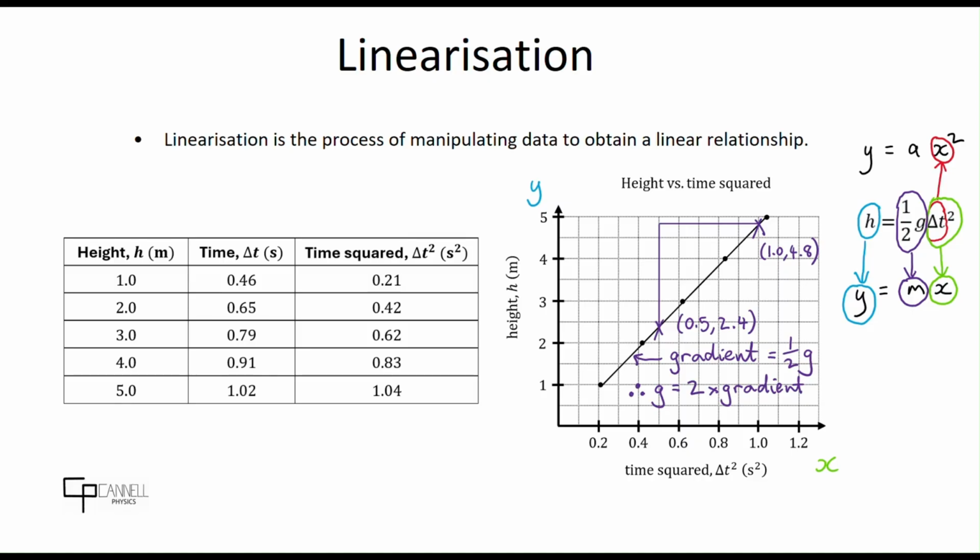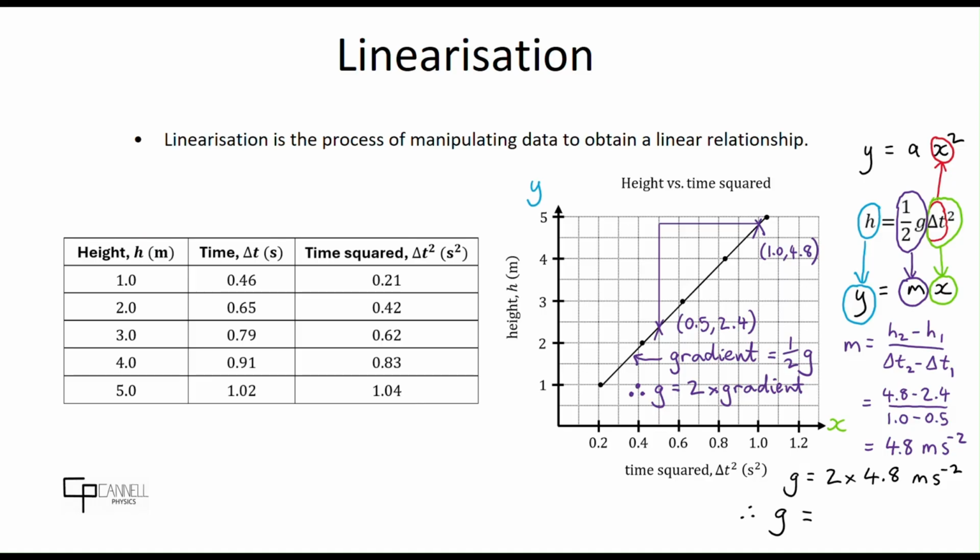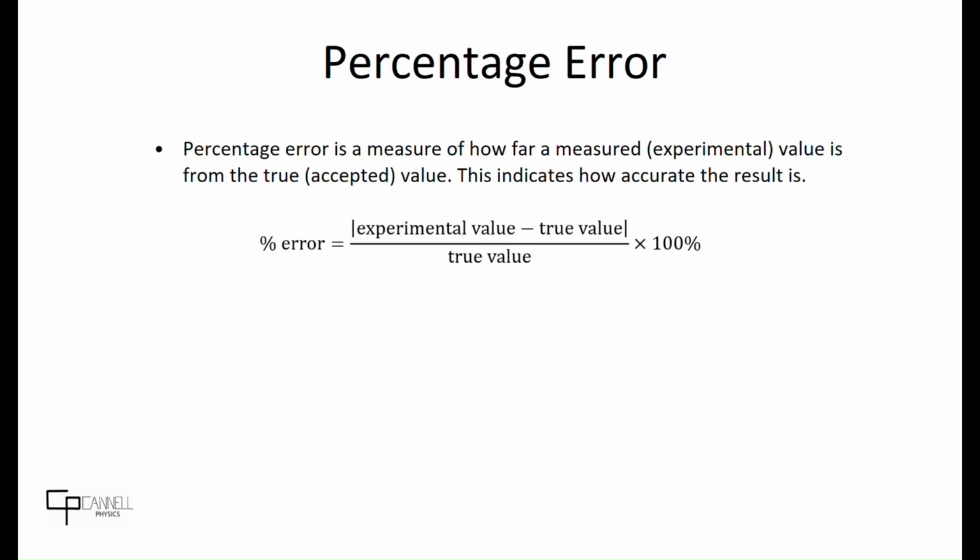Therefore, the gradient is equal to 4.8, and a little bit of dimensional analysis tells us that the units of this gradient are the rise units divided by the run units, therefore the units are meters per second squared. And the final step to determine the experimental value of g is to double the gradient. Therefore, g equals 9.6 meters per second squared. And that's it. We will finish this video with percentage error.